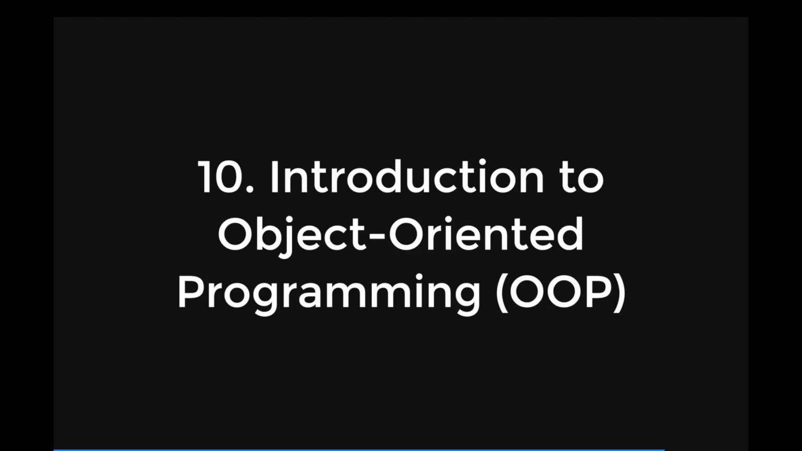Introduction to Object-Oriented Programming, or OOP. Object-oriented programming is a programming paradigm that revolves around the concept of objects, which are instances of classes. OOP enables you to model real-world entities as objects and define their behavior through methods and attributes. In this section, we cover the basic principles of OOP in Python.